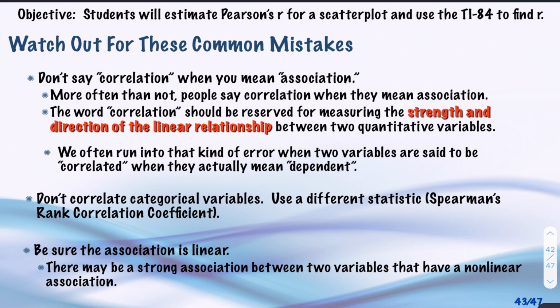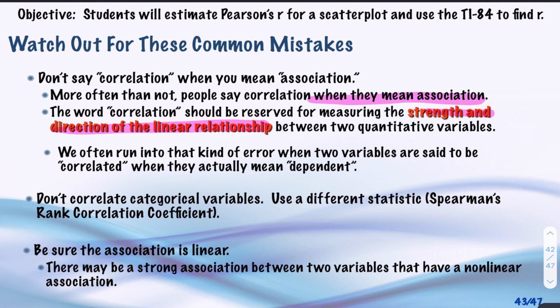Now, as always, we like to point out these common mistakes before we wrap up these chapters. First, don't say correlation when you mean association. More often than not, people say correlation when they mean association. This happens on the news countless times. The word correlation means something statistically and should be reserved for measuring the strength and direction of a linear relationship between two quantitative variables. We often run into that kind of error when two variables are said to be correlated, when they actually mean dependent. So be careful with your words because words matter.